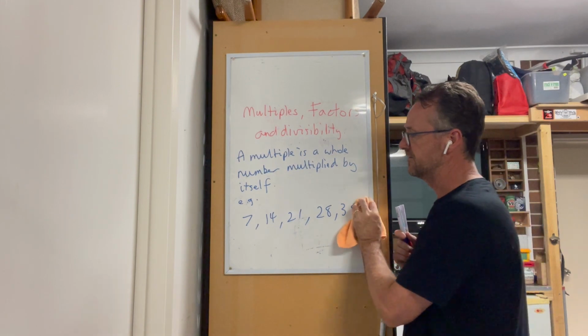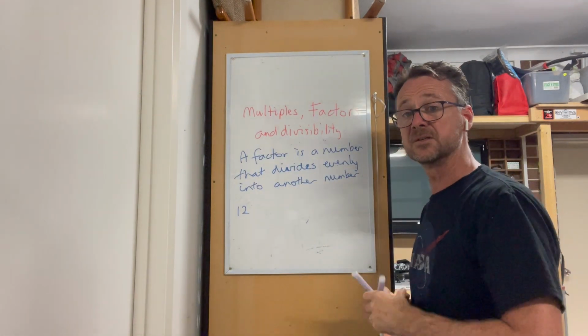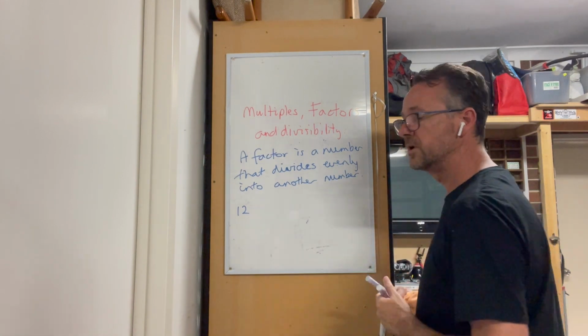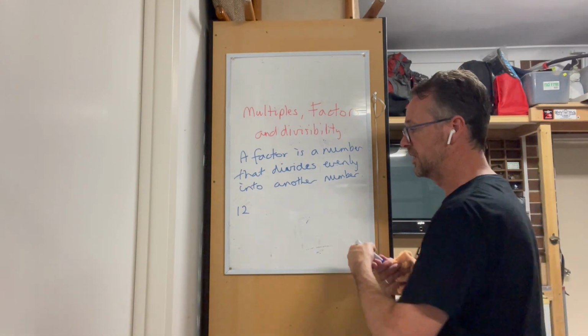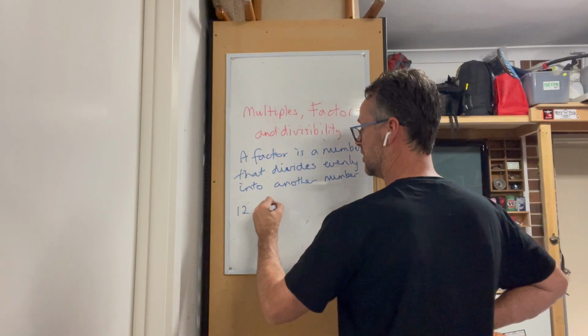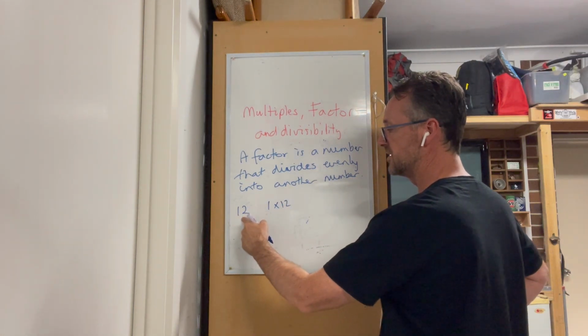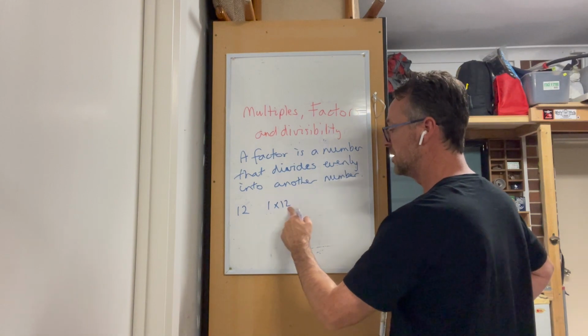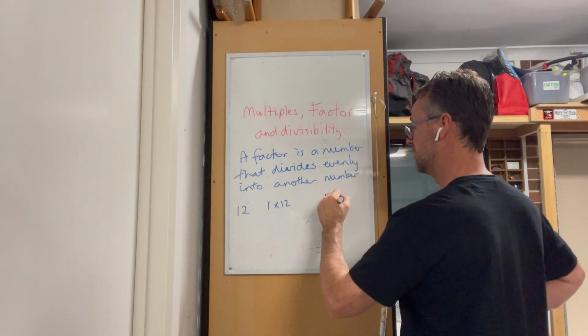Let's have a look now at factors. All right, factors are numbers that divide evenly into another number. So for example, what number goes into 12? Well, we know that 1 times 12 is 12, so 12 goes into that once, and we know that 1 goes into 12. So 1 and 12 are definitely factors of 12.